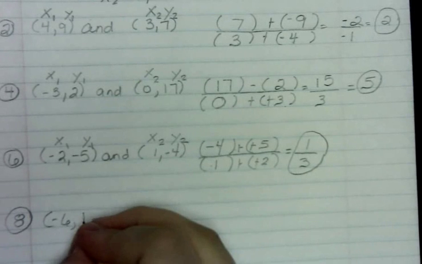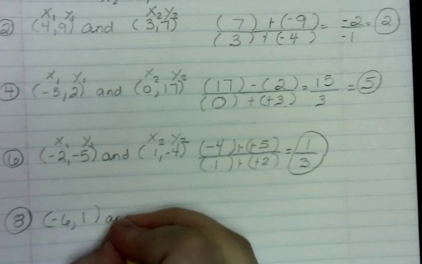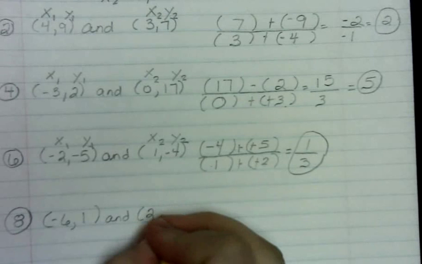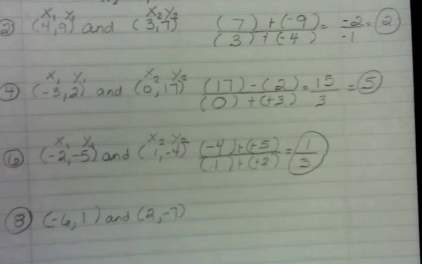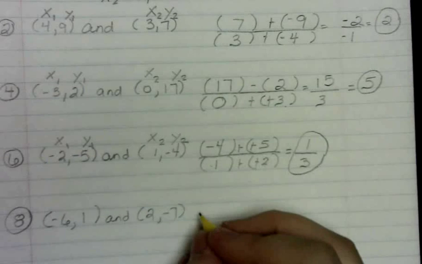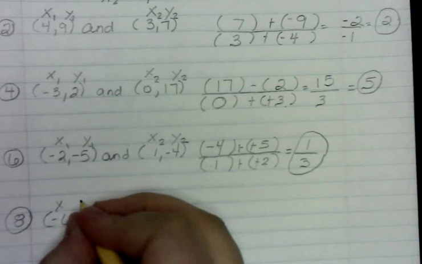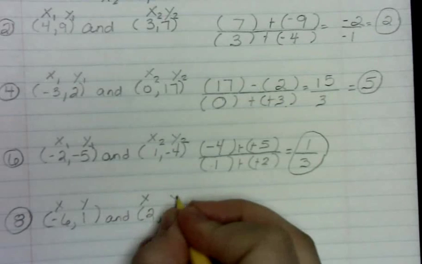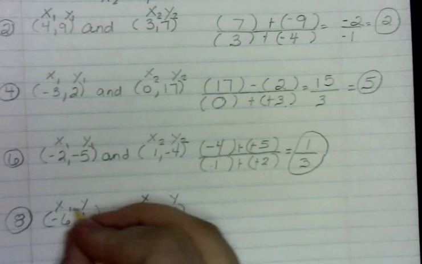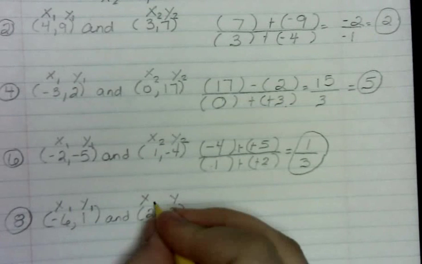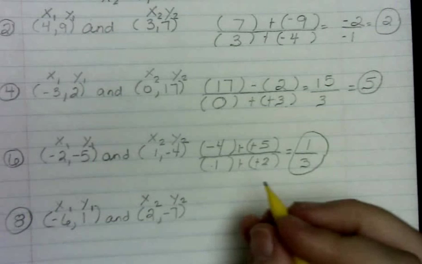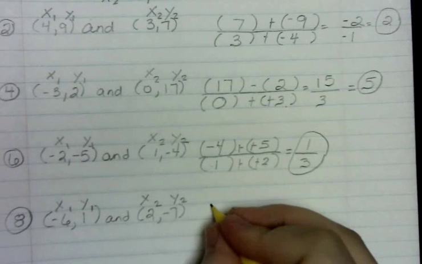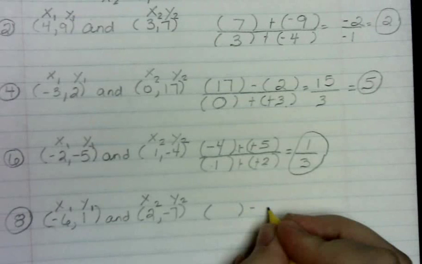1 and 2, -7. So I'm going to label my x and y values, and then this is x1 and y1, x2, y2. So I'm going to put my parentheses down.